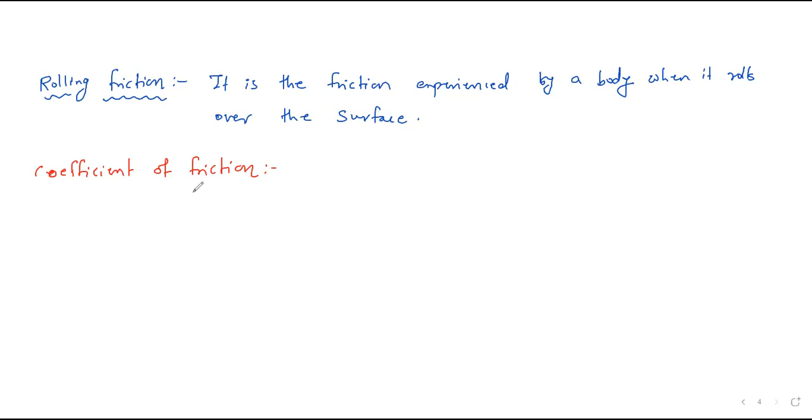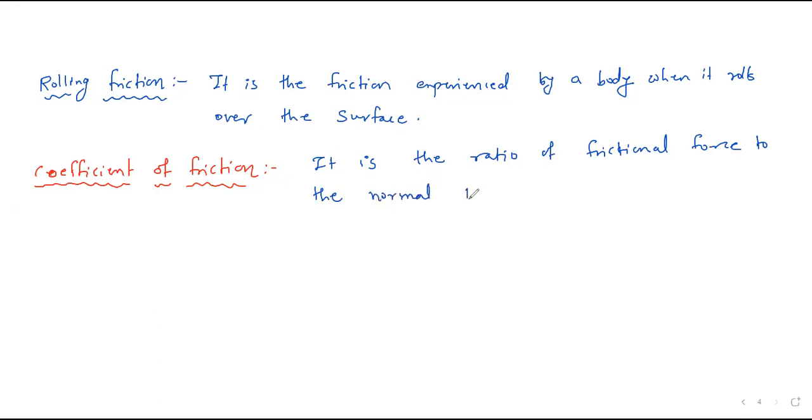Okay, so now the coefficient of friction is our next definition. What is the coefficient of friction? It is the ratio of frictional force to the normal reaction. So what the definition says is that the coefficient of friction is the ratio of frictional force to the normal reaction. It is denoted by mu. It is the ratio of frictional force F divided by normal reaction R. So mu is equal to F divided by R.